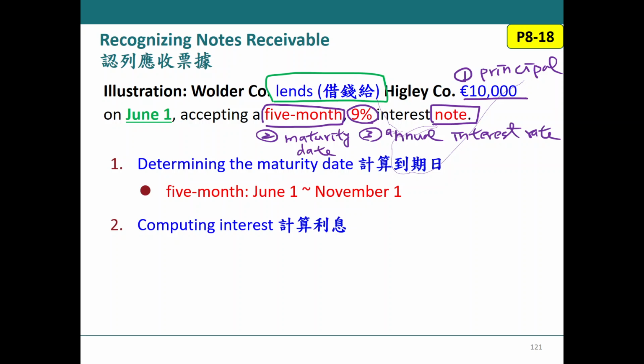So what's the interest? Principal, $10,000. Annual interest rate 9%. But how long? Only 5 months. So the interest is $375. Okay? Any questions? No problem? So after you know the maturity date, after you know the interest for 5 months, $375, okay? So we just write down the situation.